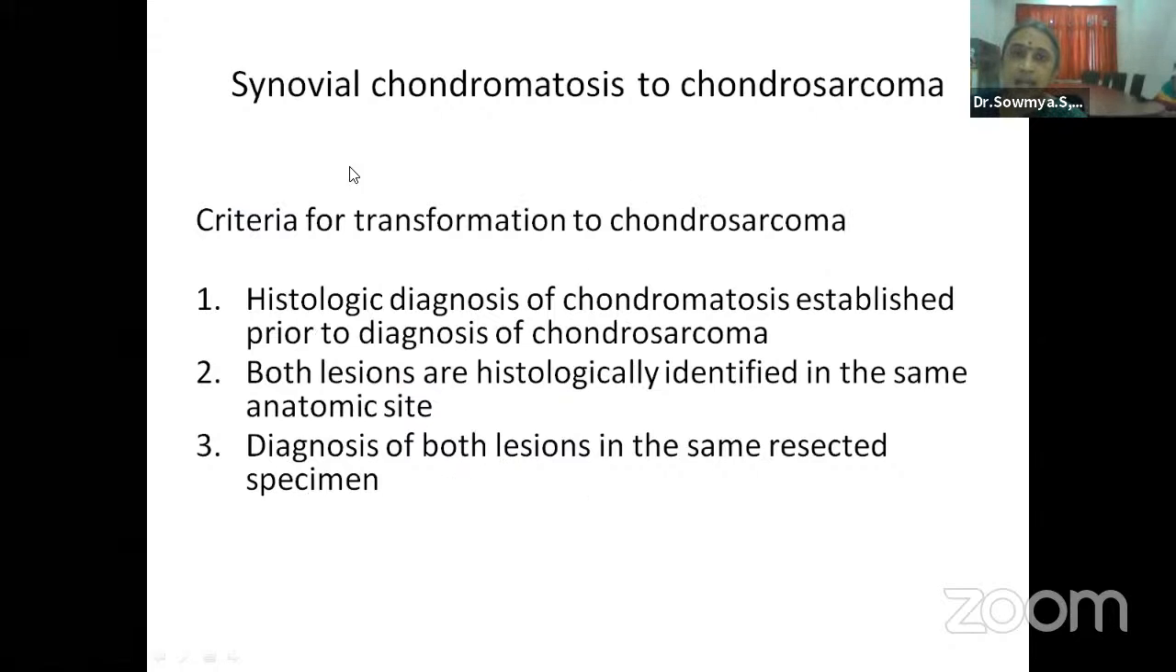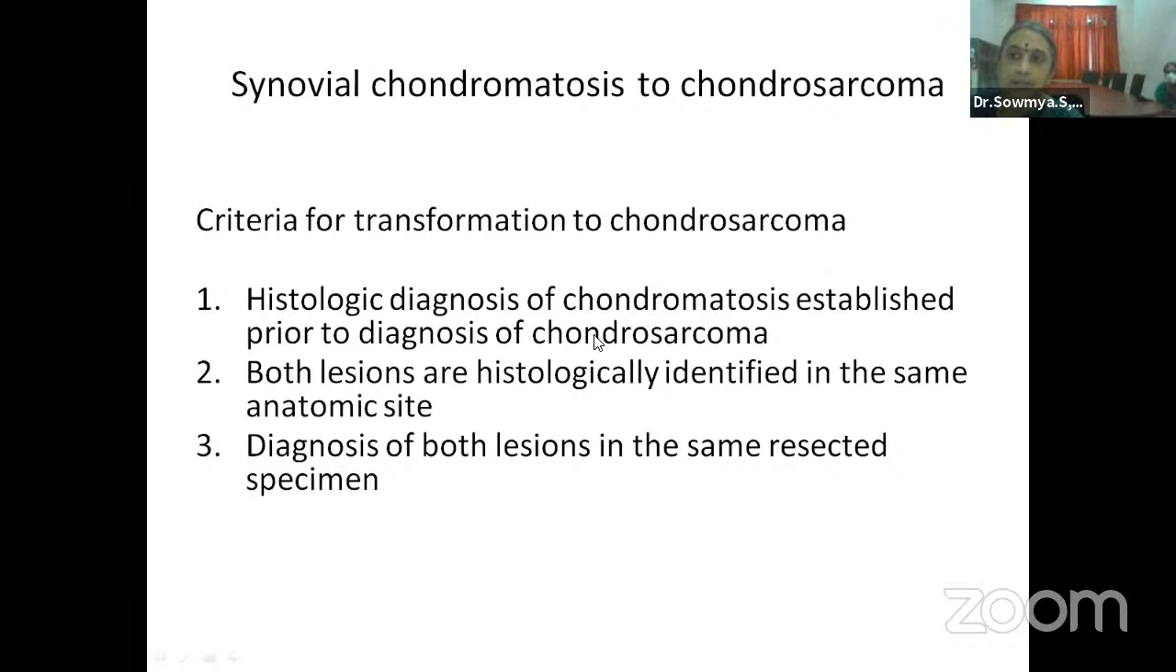So sometimes, very rarely, there are reported cases of synovial chondromatosis transforming to chondrosarcoma. How do we know it is not a primary chondrosarcoma and it is a transformation? One is you have to have a histologic diagnosis of chondromatosis, which has to be established prior to the diagnosis of chondrosarcoma. That means there should be a prior diagnosis of chondromatosis, or you can see both the lesions seen in the same anatomic site.